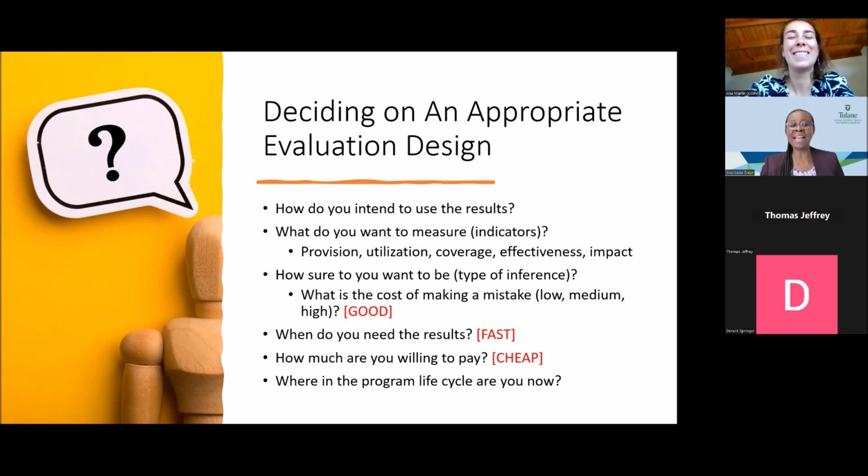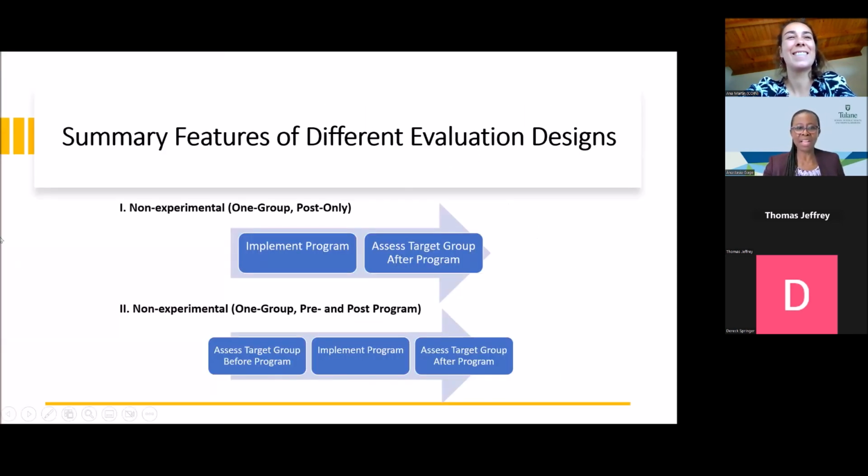Okay, where in the program life cycle are you now? So let's go back to this. This is one design, non-experimental. Many times we see programs implement the program and then they assess the target group after the program. This is a very common design. As you can see, we have white space around here to the left. There is no baseline. So you cannot tell how much change occurred because there is no baseline.